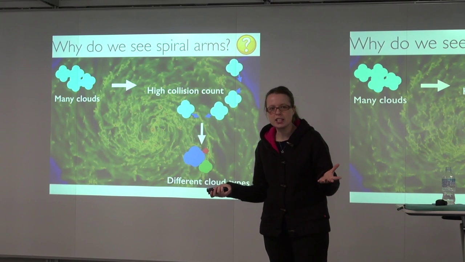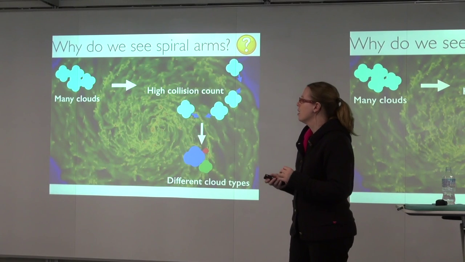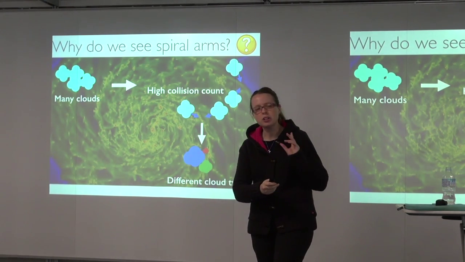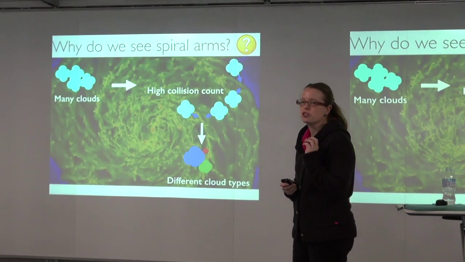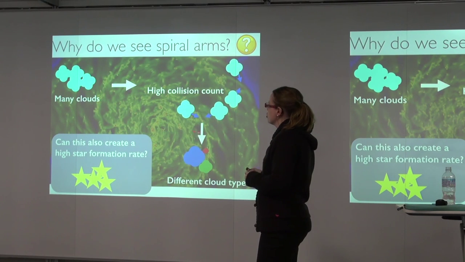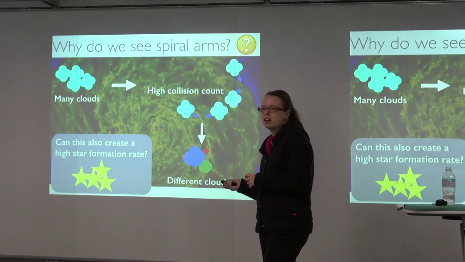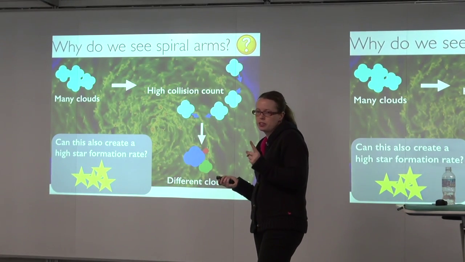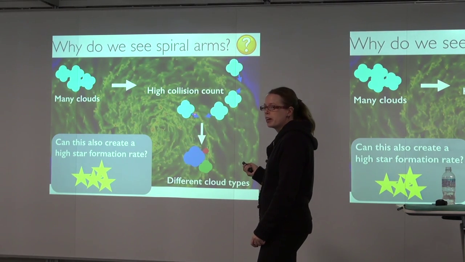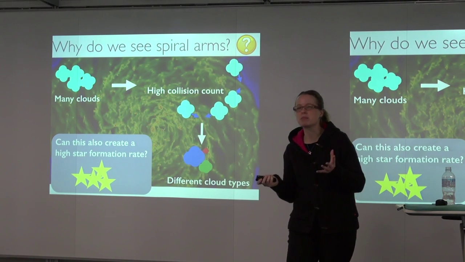But does that really explain why there's more stars? I've proved, I hope, that it's a good reason for having different types of cloud, but not that this necessarily gives you stars. So can this interaction zone, this busy, bustling street, also give you a high star formation rate? That's not so clear. But if cloud collisions could cause star formation, that explains why we see so many more stars in the spiral region.